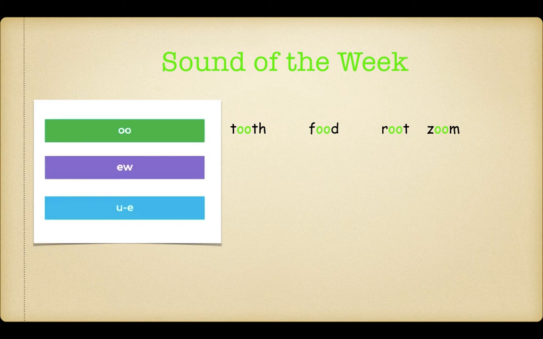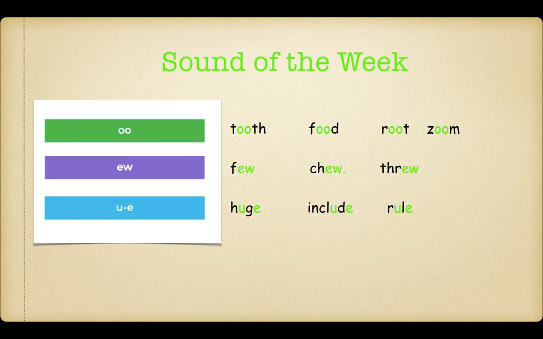So oo, t, ooth, f, oo, d, r, oo, t, and z, followed by few and chew and through. So we have our oo sound highlighted in green. And last of all, our split digraph, huge, include, and rule.